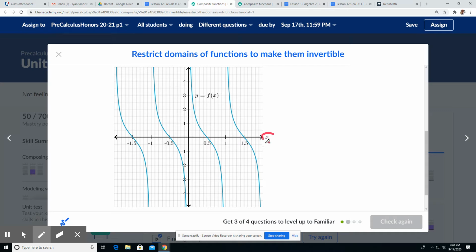We have to focus on the x values and make it a snapshot so we don't have any repeats here. Notice if I draw a horizontal line test, I would hit the graph more than one time, so it is not invertible in its current state. So let's go ahead and restrict our domain. Well, in this case, they gave us some options.